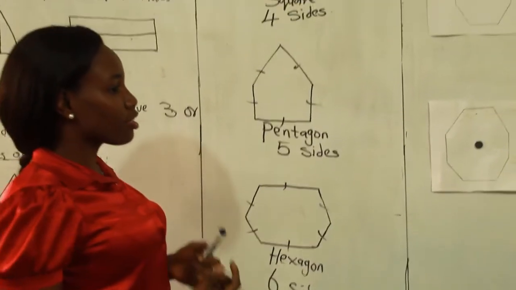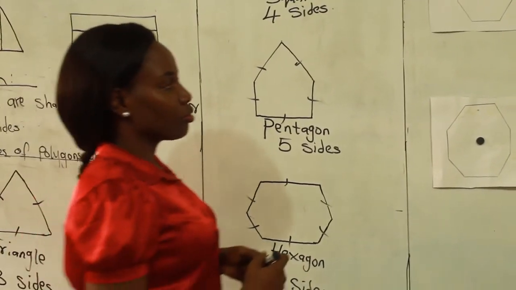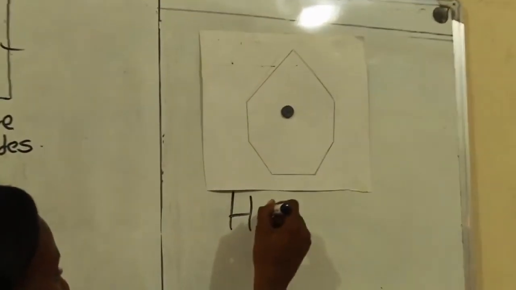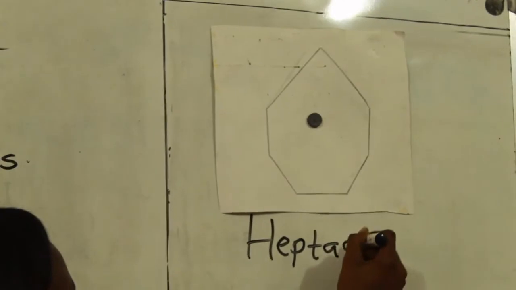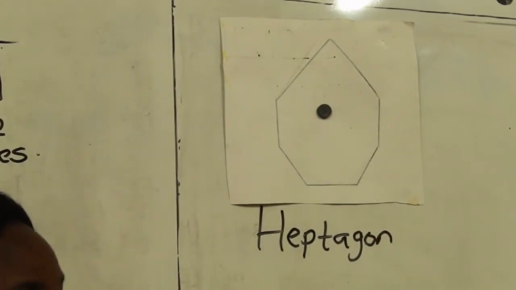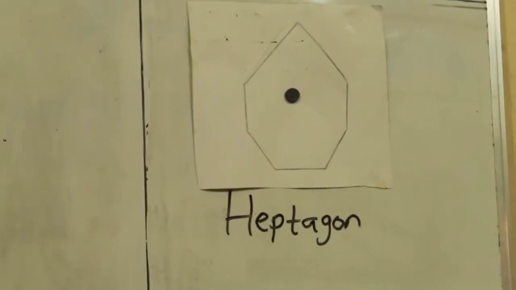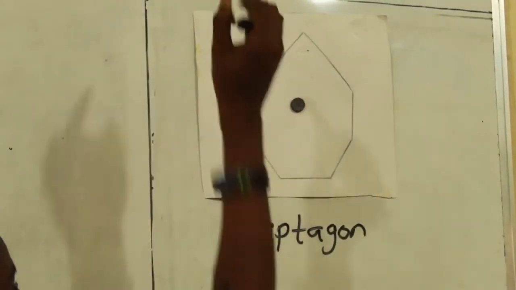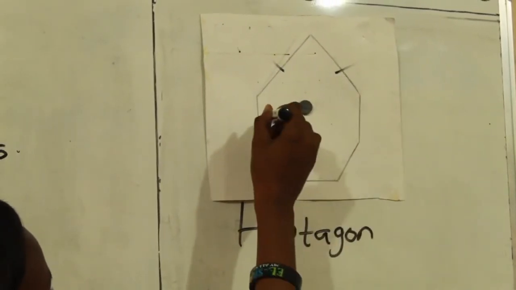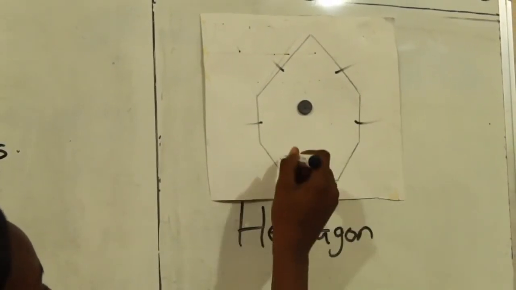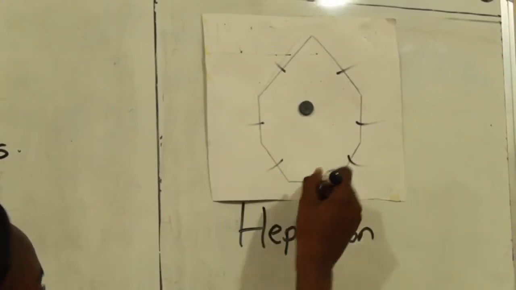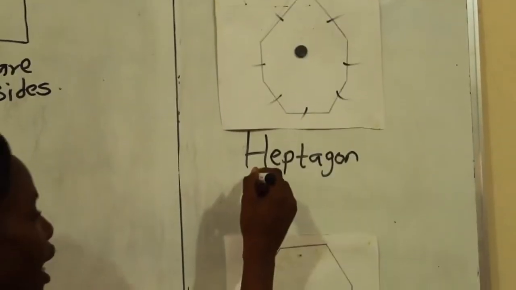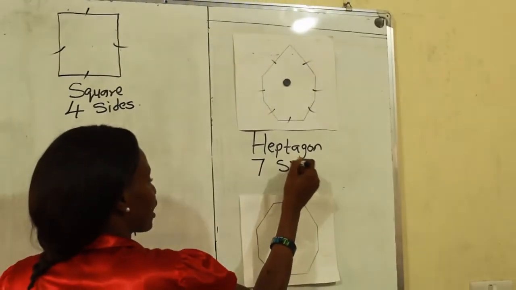Now let's go to the next shape. This shape is called hexagon. Hexagon has 7 sides. Let's count together. 1, 2, 3, 4, 5, 6, 7. So a hexagon has 7 sides.